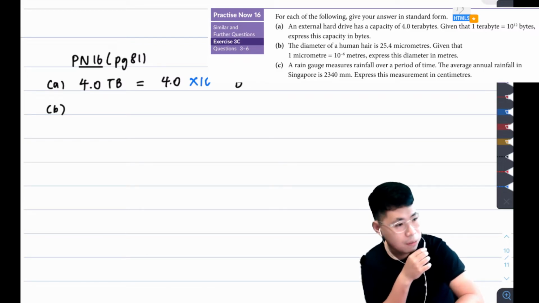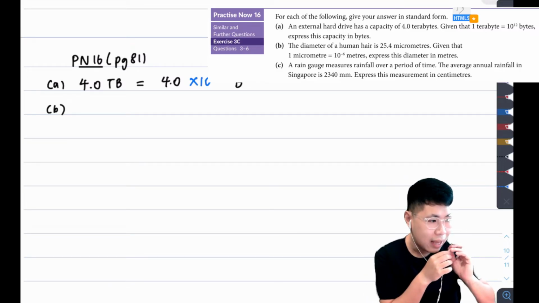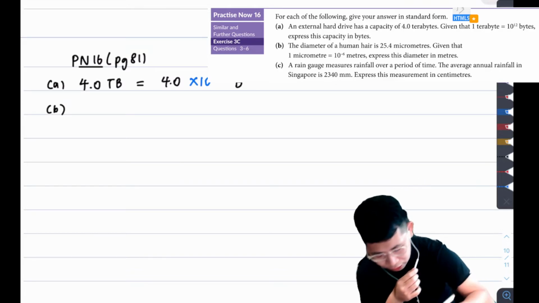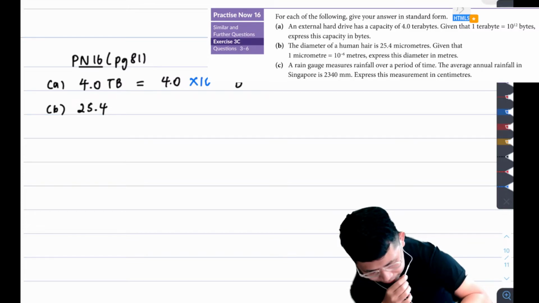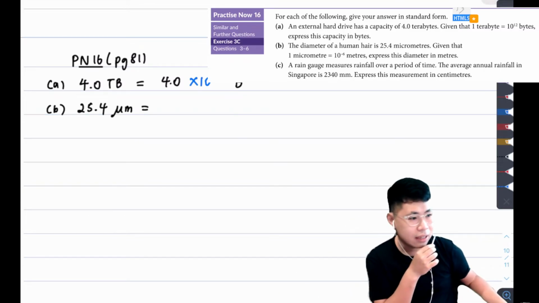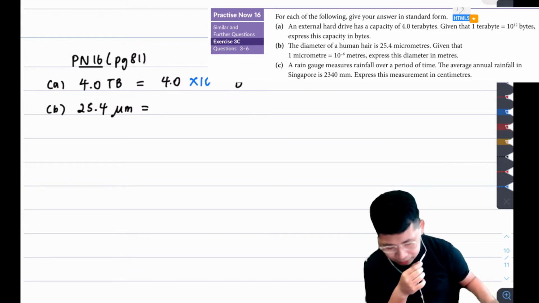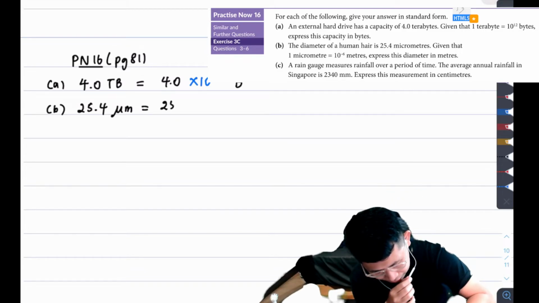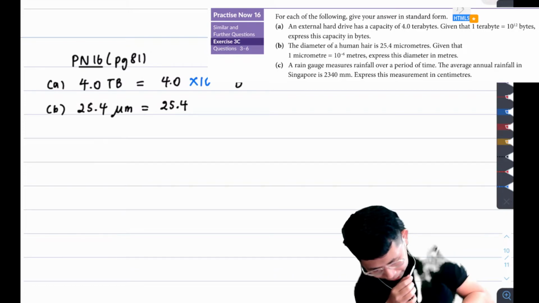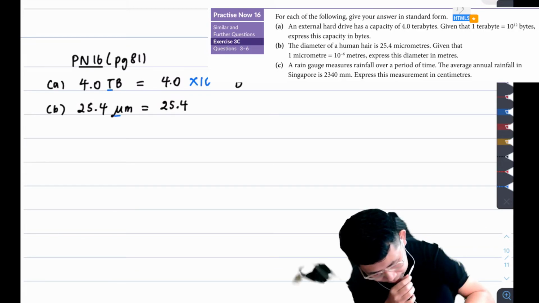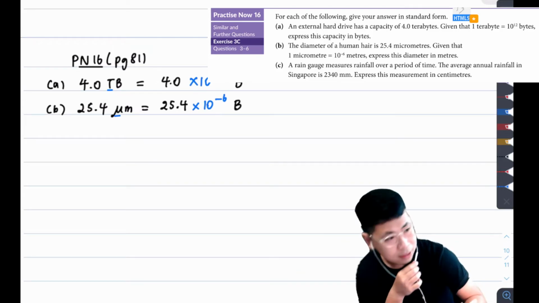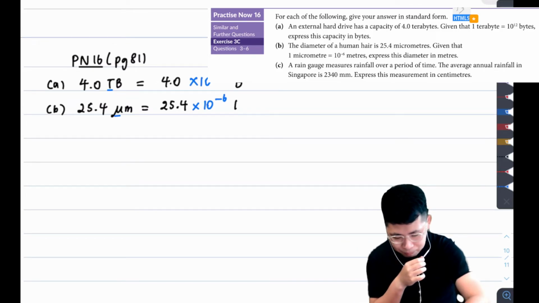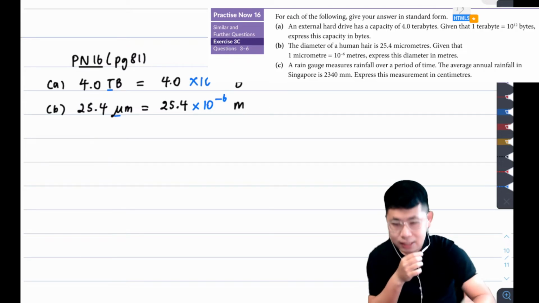Question B. The diameter of a human hair is 25.4 micrometer. Given that 1 micrometer is 10 to the power of negative 6 meters, we have 25.4, and the micro over here will be 10 to the power of negative 6 m.